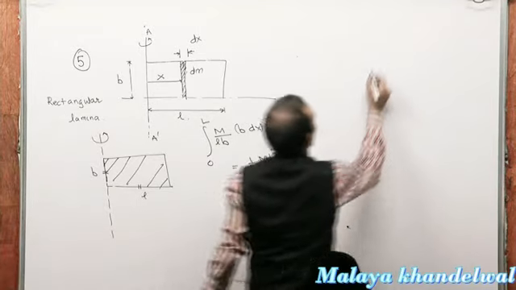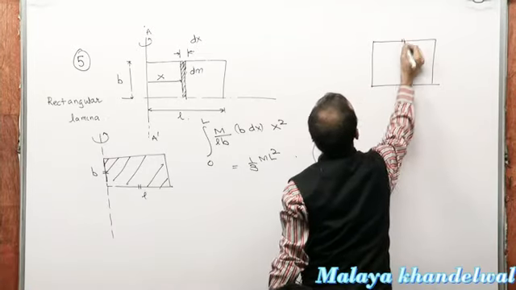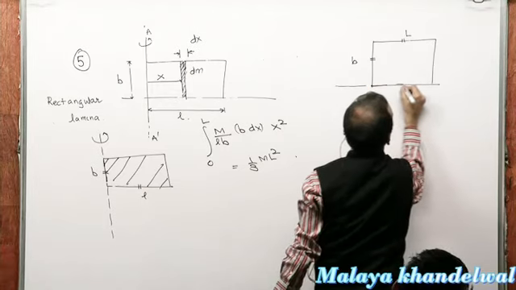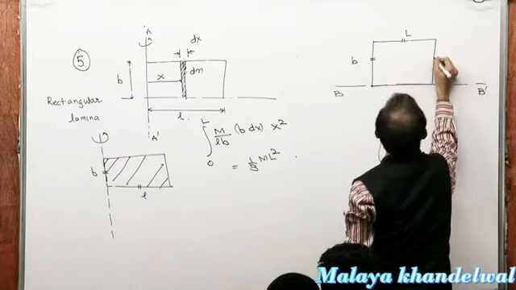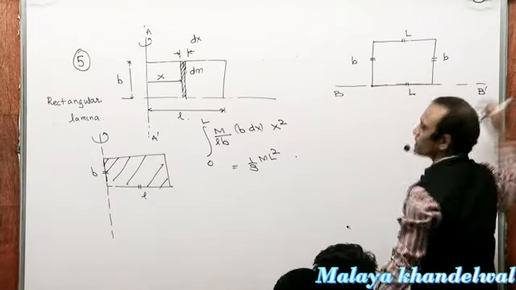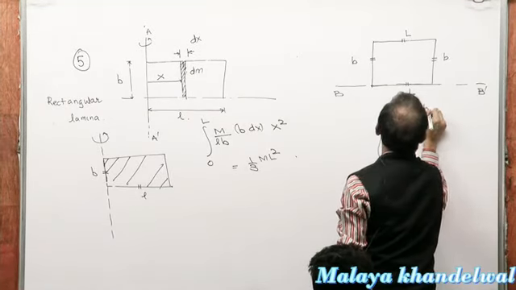If I said, what's the moment of inertia? So this was L, this was B. So now tell me, if this was my axis, BB prime, this is L by B. What would be the moment of inertia about BB prime? 1/3 mb squared.